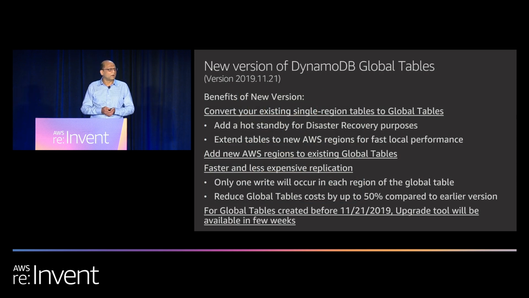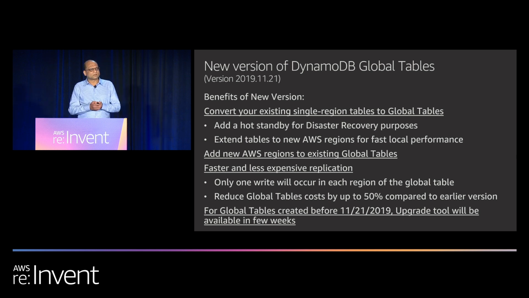A new version of global tables was launched recently, and you can now display the version you are using in the AWS console. For this new version, you will see the version string 2019-11-21. For any tables created prior to that date, the version string will start with 2017. Some of the features in this new version are relevant to the customer's case study. Therefore, I thought I would share some of these new features with you.